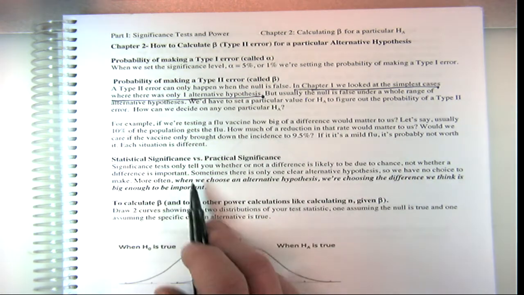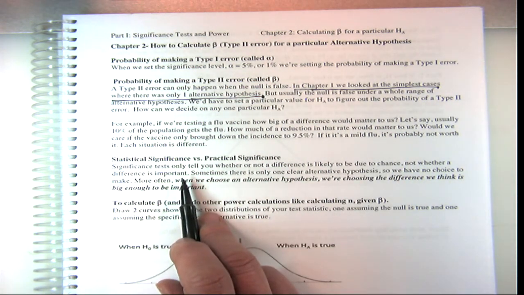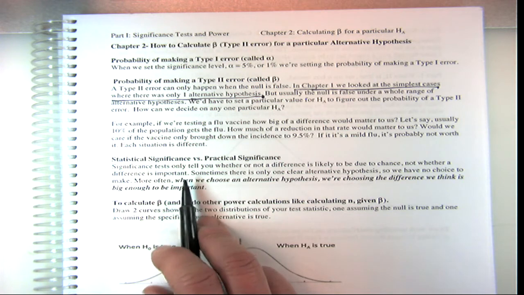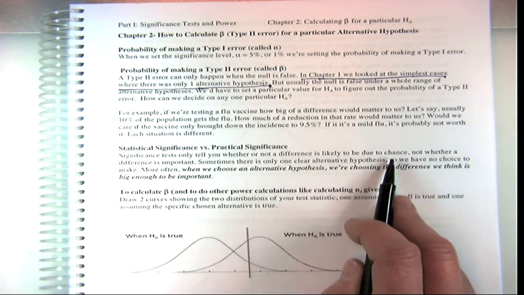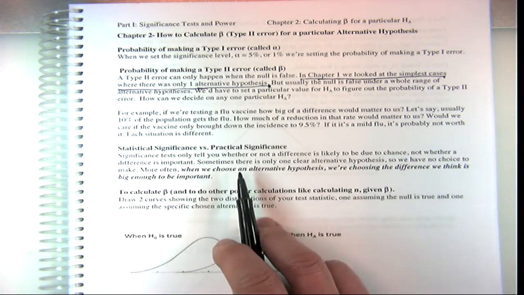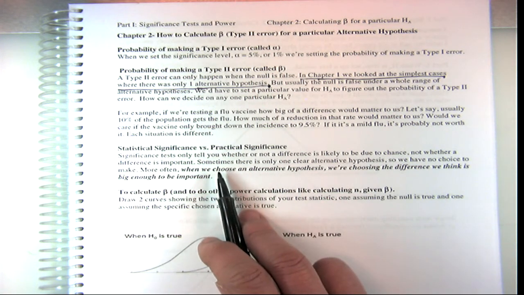So this is a point that I can't stress too much. Significance tests only tell you whether or not a difference is likely to be due to chance, not whether you care about it or it's important. Okay?